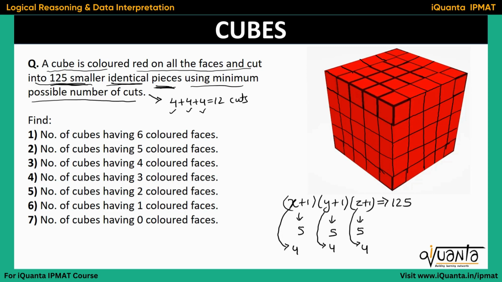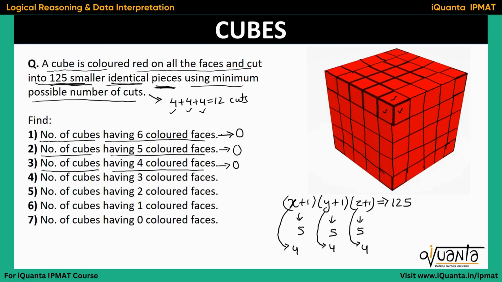Now the first question is the number of cubes having 6 colored faces. So we know that after cutting the cube, the maximum number of colored faces that a cube can possess is 3, and that will be at the corners. That means the cube at corners can have 3 surfaces painted, hence there can be no cubes having 6 faces colored after cutting it. So there would be 0 such cubes. Similarly for question number 2, number of cubes having 5 colored faces, this is also impossible, so there would be 0 such cubes. Again in question number 3, the number of cubes having 4 colored faces, this is not possible, so 0 such cubes.